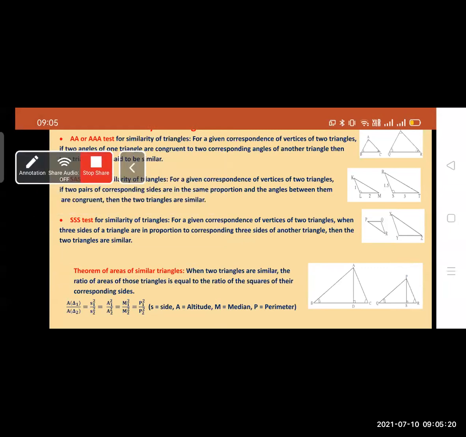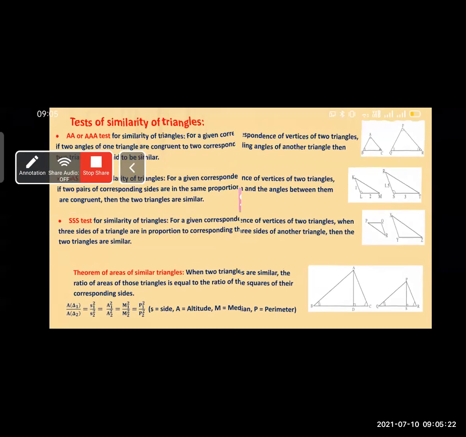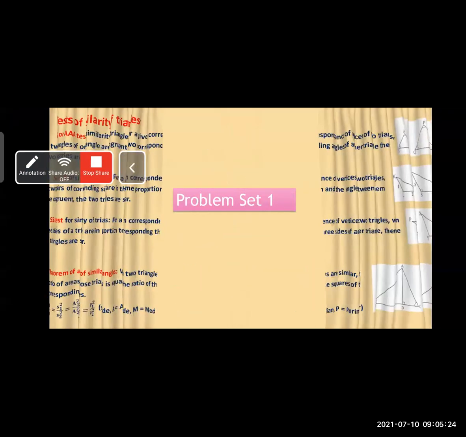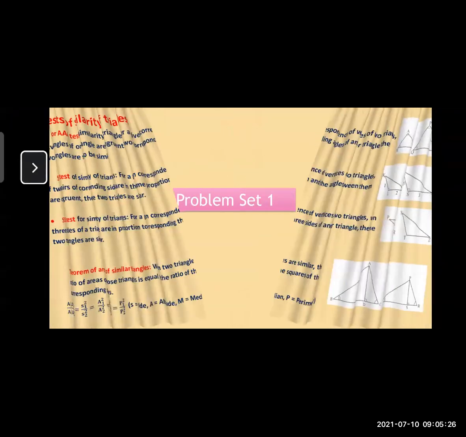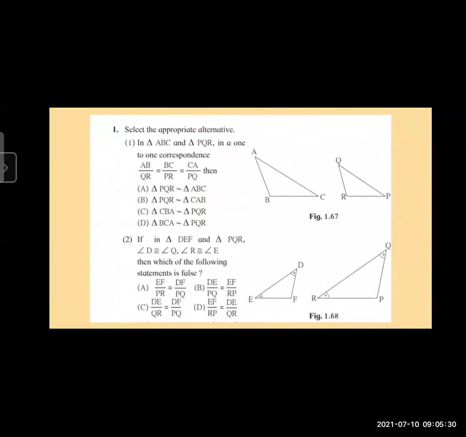Now let's start our problem set first. Now select the appropriate alternative. Here is the MCQ type questions. So first question, we start our problem set first question, MCQ type question, multiple choice question.